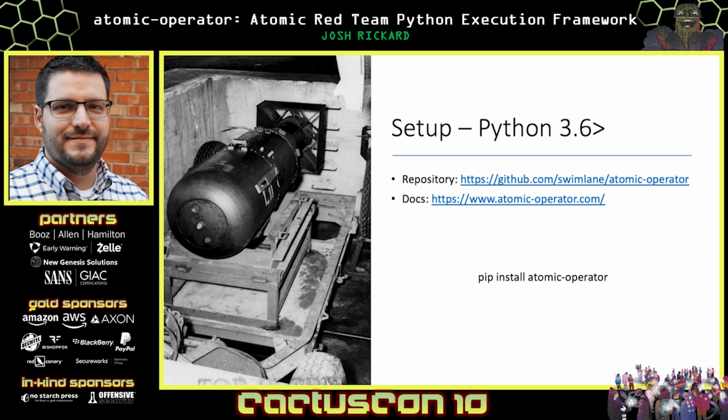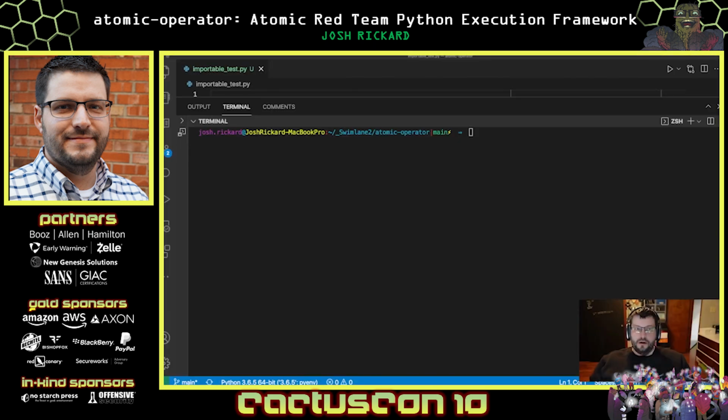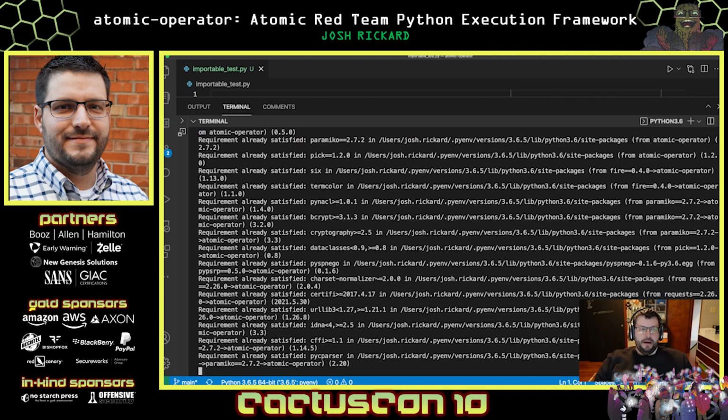All right, now let's get into the demo. The first thing we want to do is make sure you have a shell. I'm using Mac OS, but you could use another operating system if you want. Just make sure you have Python 3 and pip3 installed. If you do, then you could just go ahead and type in, let's say, pip3. I'm actually going to use Python 3.6 because of my environment, but pip install atomic-operator. And you can see it's installing straight from pip, and we're good to go.